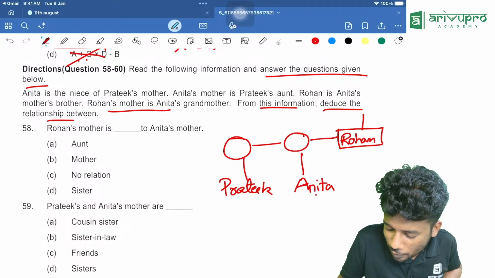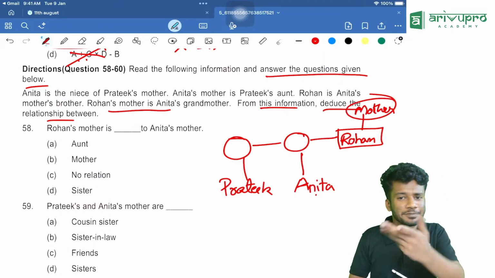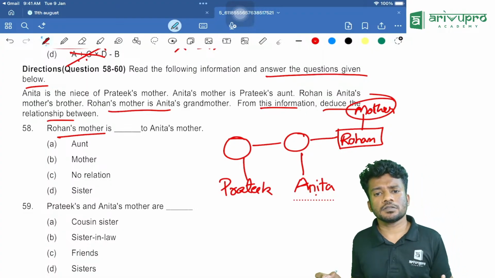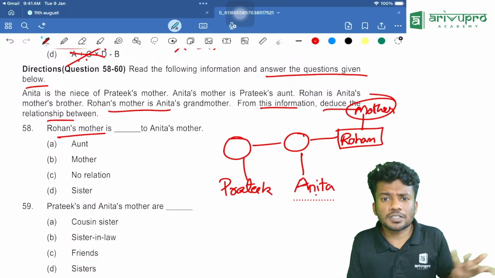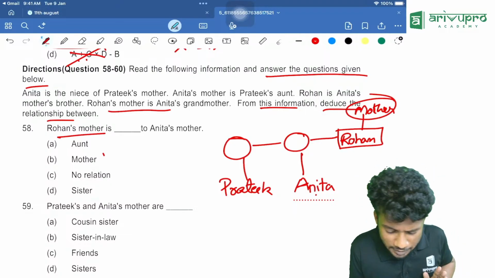That means Rohan has a mother, that is Anita's grandmother, directly. Now, Rohan's mother is mother to Anita's mother. What do you think? Rohan and Anita's mother are siblings only. So, Rohan's mother is mother to Anita's mother.